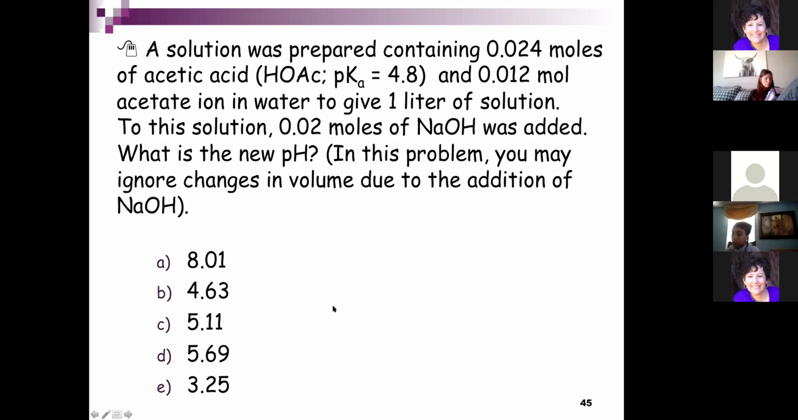Okay, so let's look at this one. So we've got acetic acid and acetate ion with a certain number of moles of acetic acid, a certain number of moles of acetate ion. And in this case, we're going to be adding a little bit of base. And we're going to be adding 0.02 moles of base. So how are we going to approach this problem to solve it?